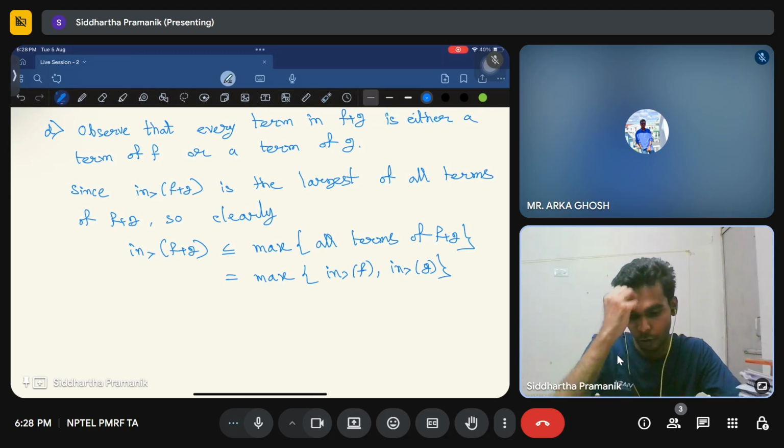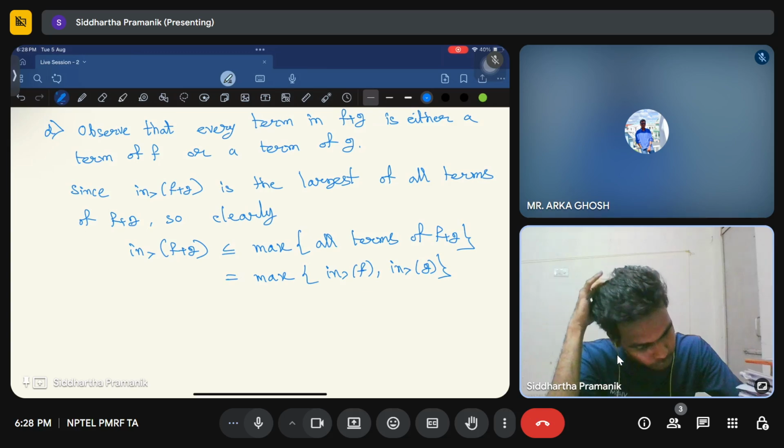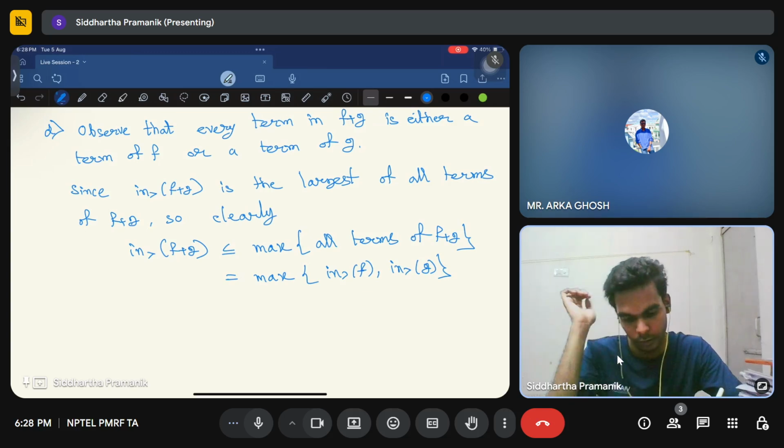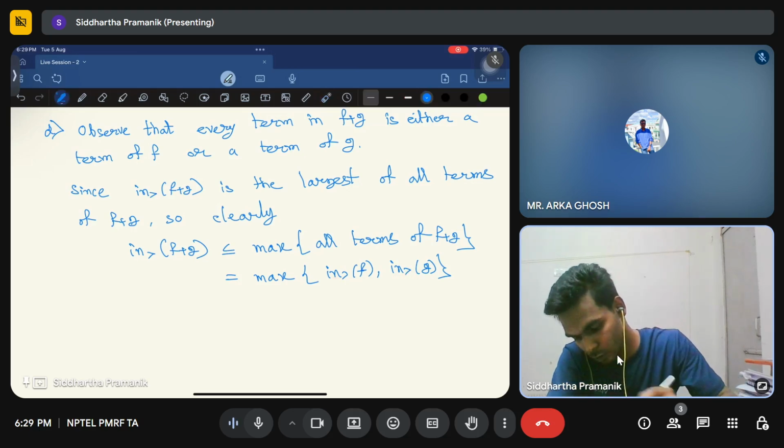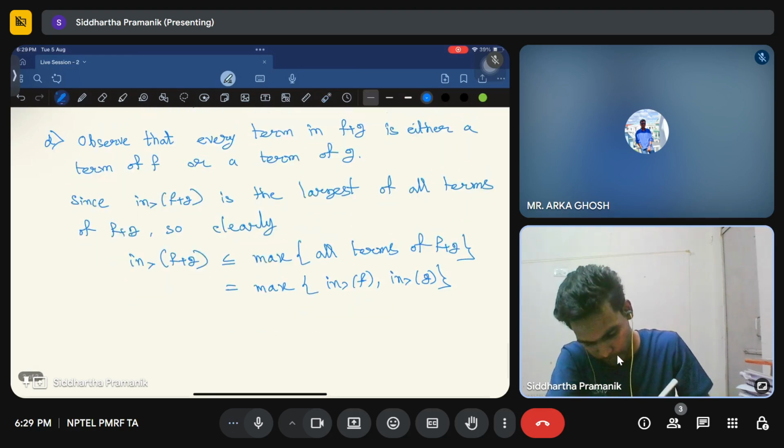Now when will the equality hold? If these two terms do not cancel when we add f and g, then one of these two terms will survive in the sum. So then that term has to be the maximum, right? So the second part is also trivial.